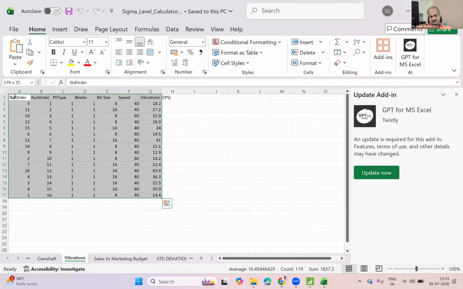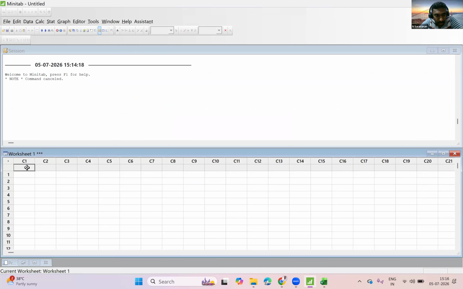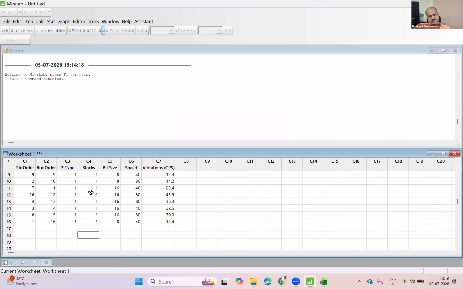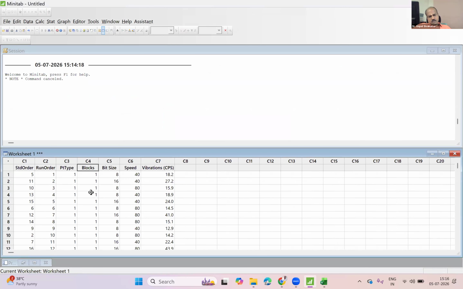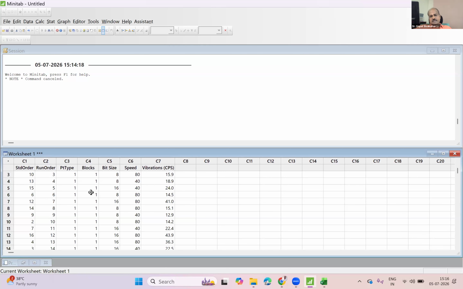I copy all of these, Control C, and now I go to Minitab and place my cursor. In the data, there is only one block available. In this case, they are able to complete all the 16 experiments in one block itself. That means one day itself. It's an experiment of, say, 10 or 15 minutes, so they could finish everything on the same day. So blocking is not required.